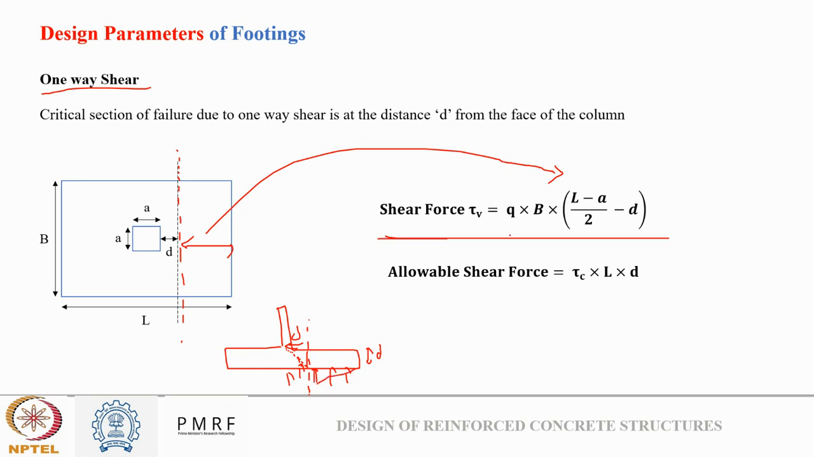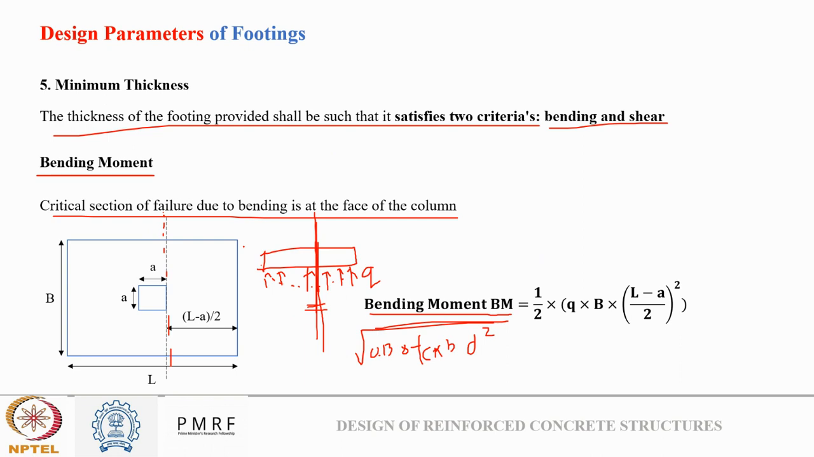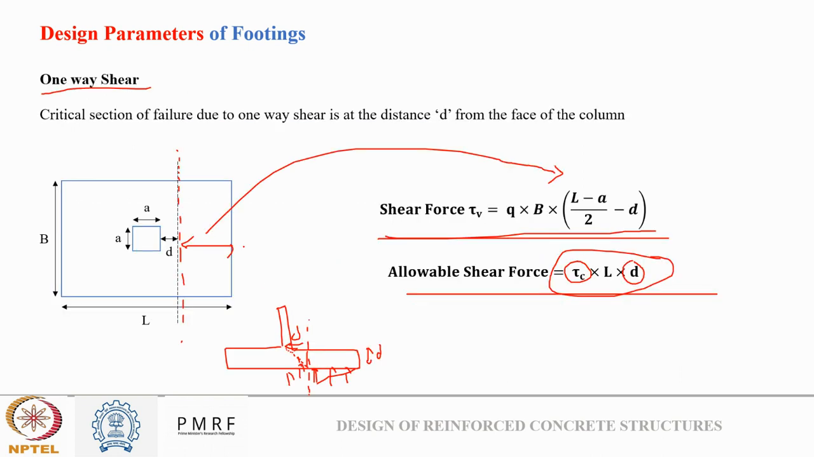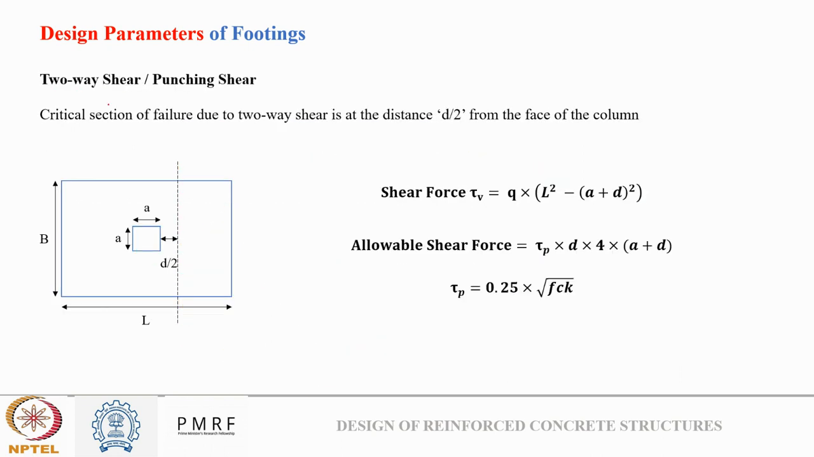Okay. So this will be my shear force, and my allowable shear is nothing but tau c into L into D. How will we get tau c from IS 456? We can get it based on the grade of concrete and the percentage of steel reinforcement. So L into D, when we equate these two, we'll get the minimum thickness to resist the one-way shear. So we got the minimum thickness from bending, and then we got the minimum thickness from one-way shear, and similarly we'll get a minimum thickness from two-way shear also.